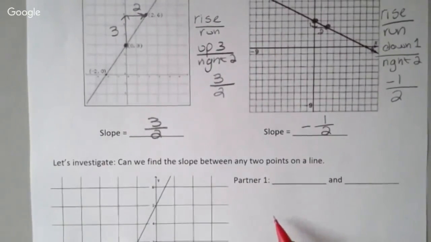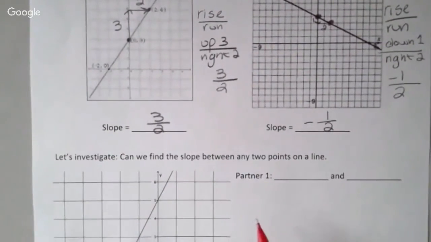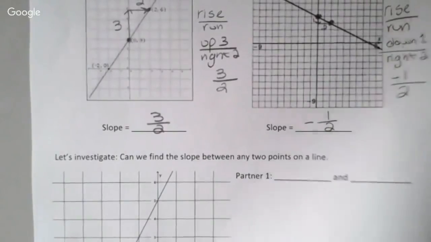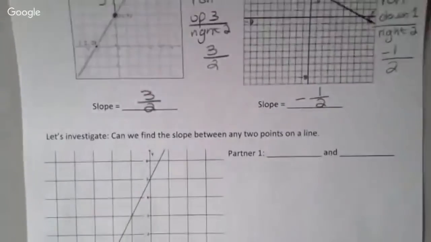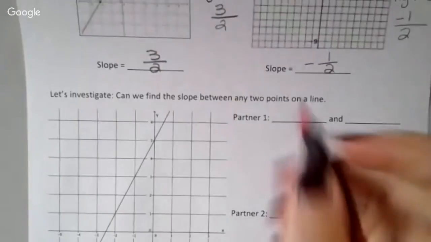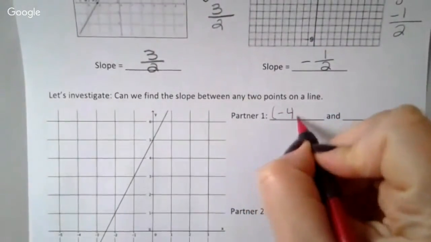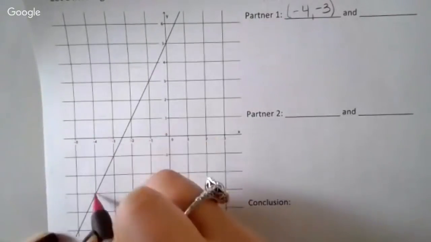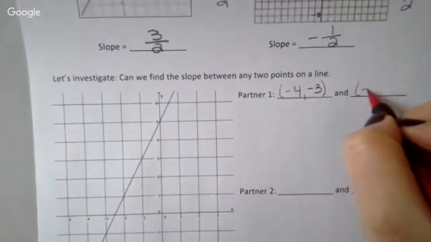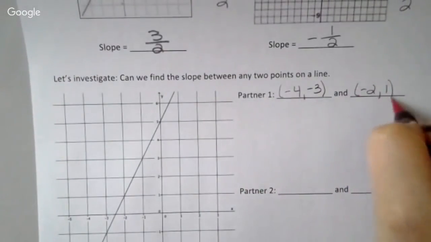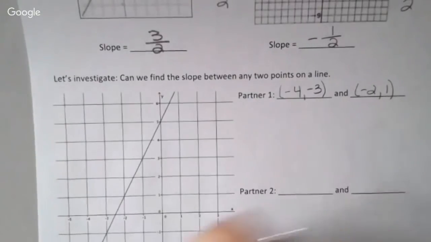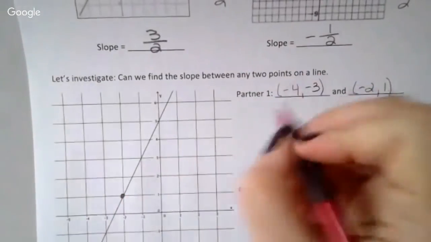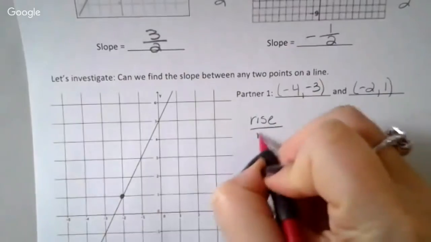Okay, so we want to see if we get the same slope if you and a partner or you pick 2 different groups of points. So I'm going to start out by picking the points -4, -3. I'm just identifying points on the line. So -4, -3 is right here. And then I'm also going to pick -2, 1. So that's right here. So I'm going to use rise over run.